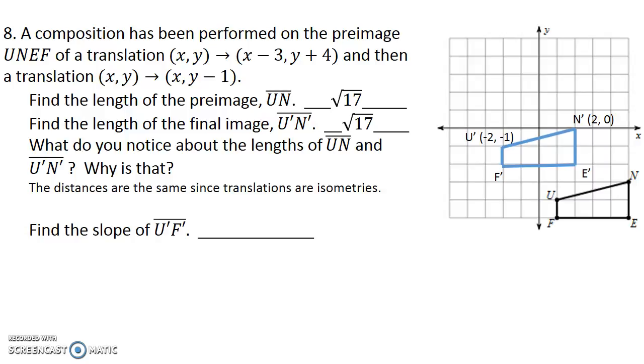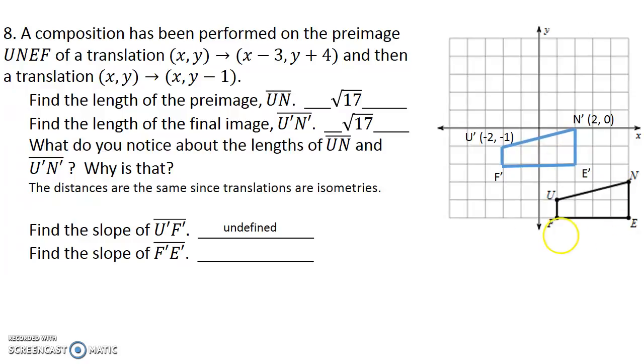I want the slope of u prime f prime, and if you look at that, that is a vertical line. You could either use your slope formula, or you could just count rise over run. Either way, you're going to have something over 0, and if you can't remember, put it in your calculator. 1 divided by 0 is not 0, and it's not 1. It's undefined. Vertical lines always have an undefined slope.